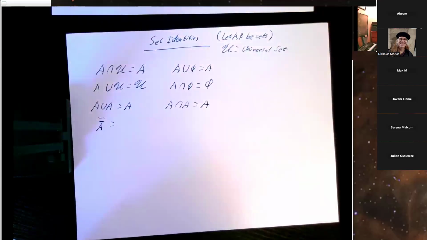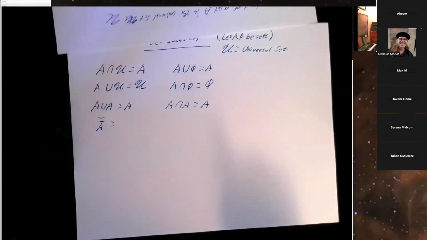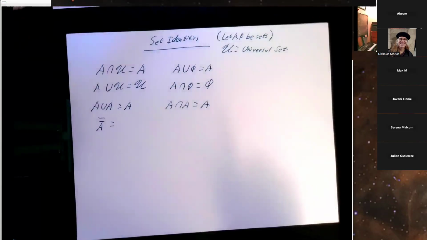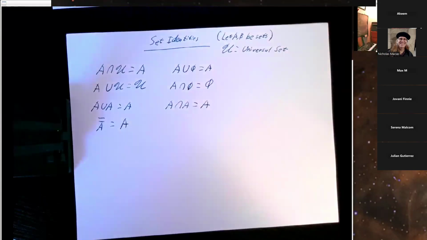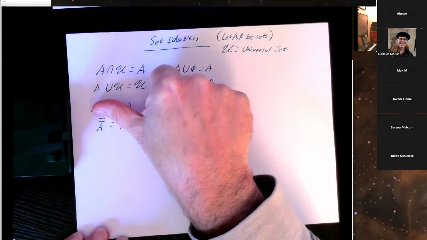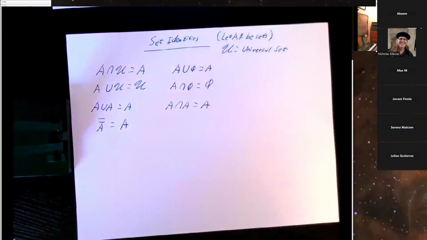What about the complement of the complement of A? Say again? I think I heard it. Yeah, it's A, because A complement is everything that's not in A. And so A complement complement is everything that's not in the set of everything that's not in A. Double negatives turns out to be A.